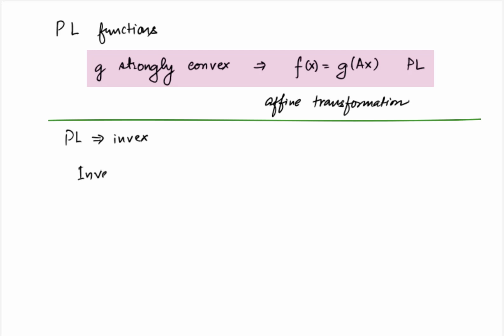Invexity is a property where if a point is stationary, that is, it satisfies gradient f of x star equal to 0, then that point is also the global minimum of f. Recall that this is obviously true for convex functions. So for convex functions, whenever a point is stationary, it is a global minimum. And in general, this is true for a broader class of functions, which are called invex functions. Invexity is a more general property and holds whenever stationary points are global minimizers.